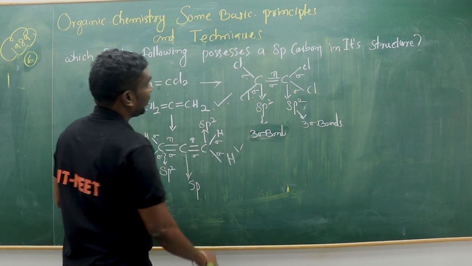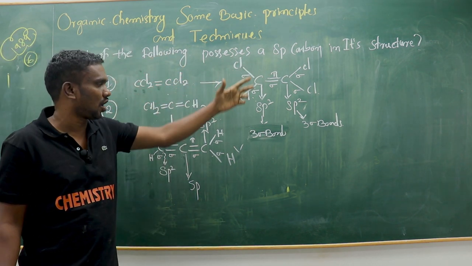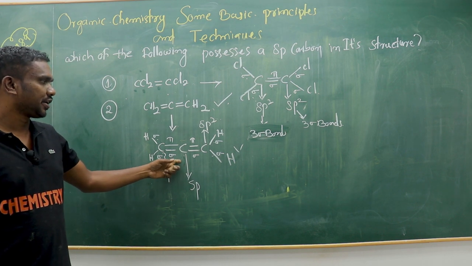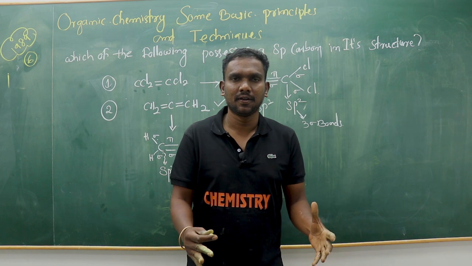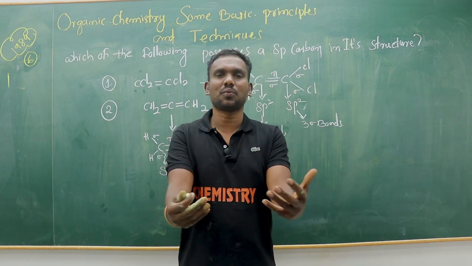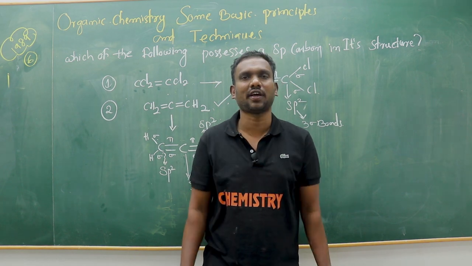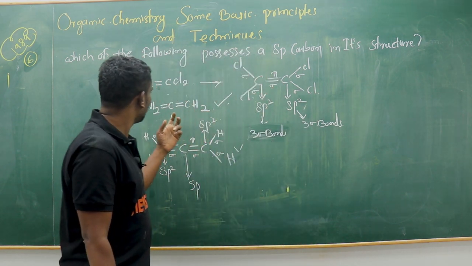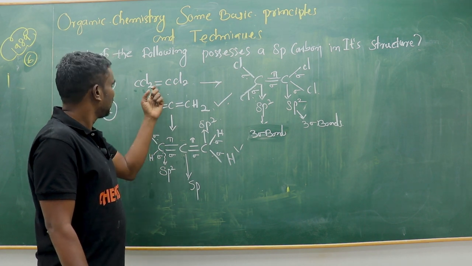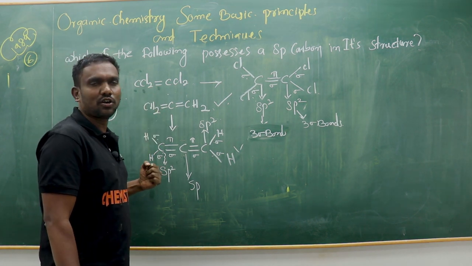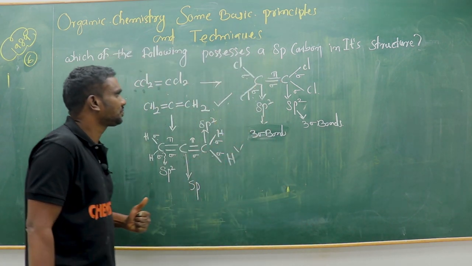So, this option is the right option. Why? Because what is asked here? Which of the following possess sp carbon in its structure? So, the second option contains sp, beta. Still two more options are there, but due to time consumption it will take a lot of time. So that is the reason I wrote one right option and one wrong option, beta ji. Two options were written, right? Please take down.